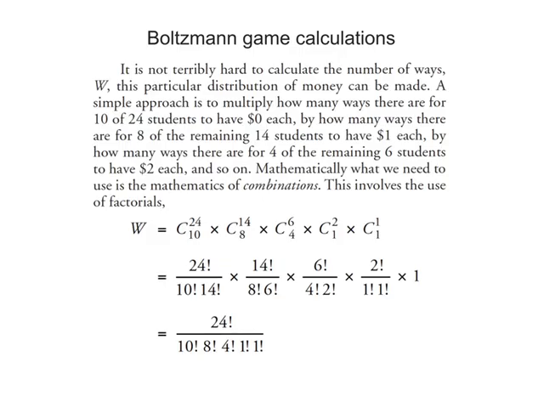24 choose 10 gives the number of ways 10 students could have $0. 14 choose 8 gives the number of ways 8 of the remaining 14 students could have $1 each. These account for 18 of the students. 6 choose 4 gives the number of ways 4 of the remaining 6 students could have $2. 2 choose 1 gives the ways 1 of these remaining 2 students could have $3. Finally, there's only one way the last student could have $5. The authors show that this number comes to nearly 177 billion.